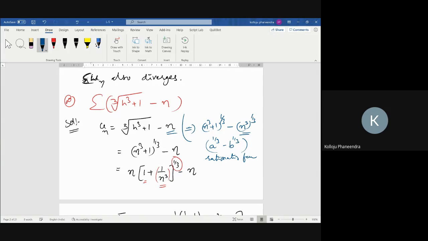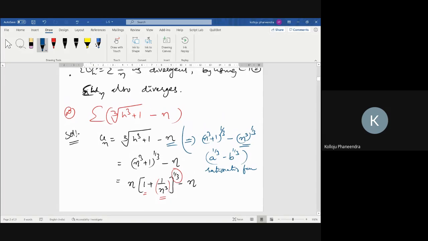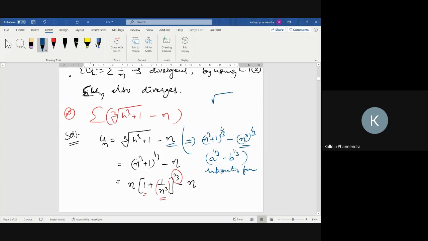Rationalizing factor for this. I have given one problem. What is that problem? Under root n square plus 1 minus under root n square minus 1, something like that. I think n power 4 plus 1 and n power 4 minus 1, correct? This is the problem.